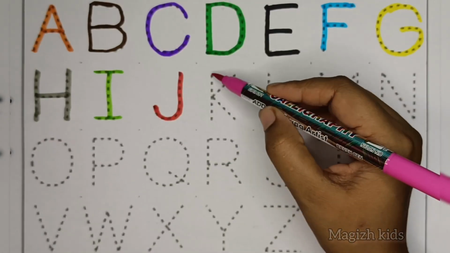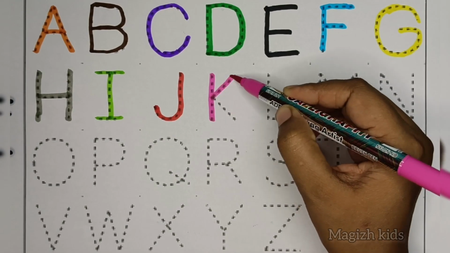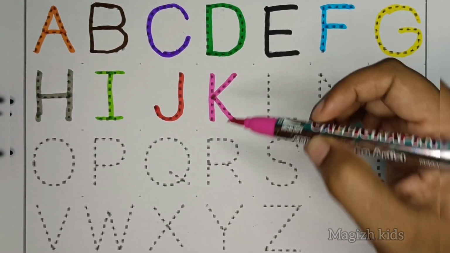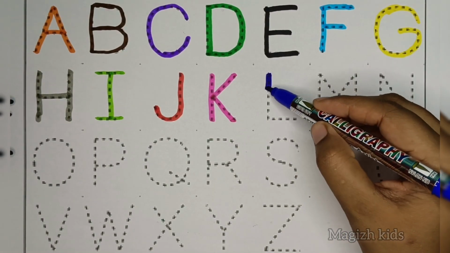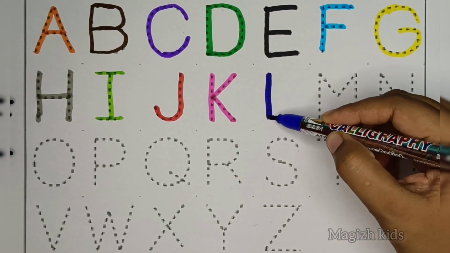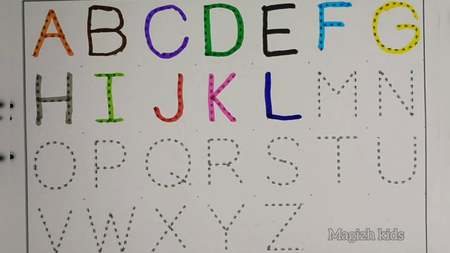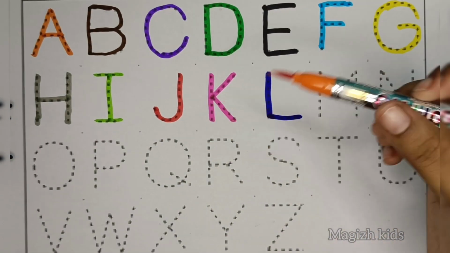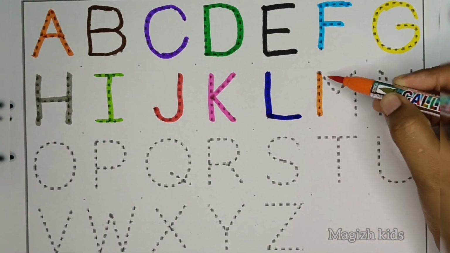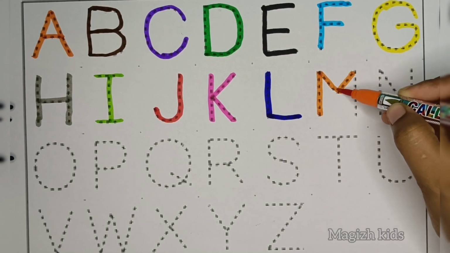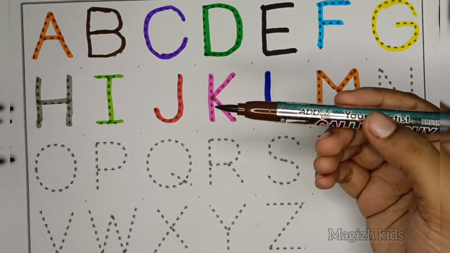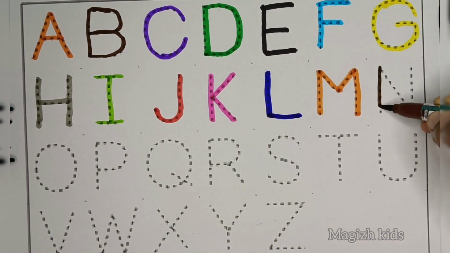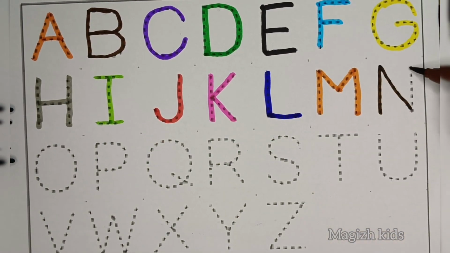Pink color. K for King Kong. Dark blue color. L for lion. Orange color. M for mushroom. Brown color. N for necklace.